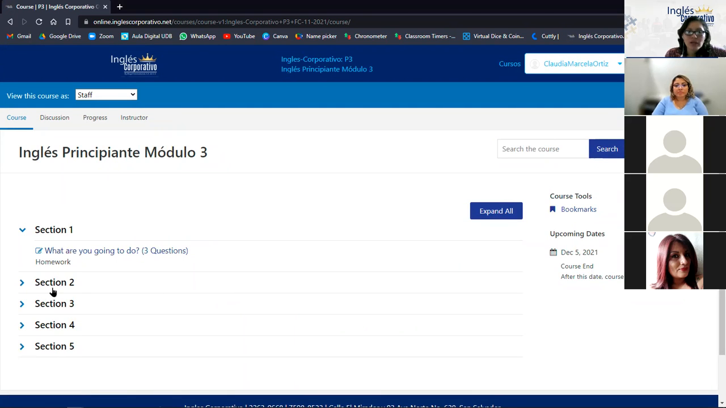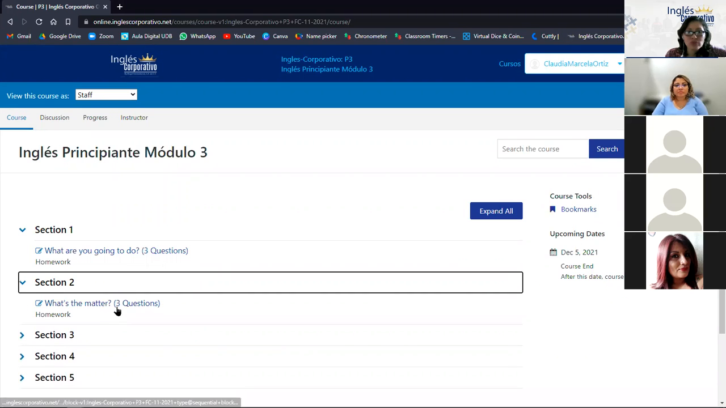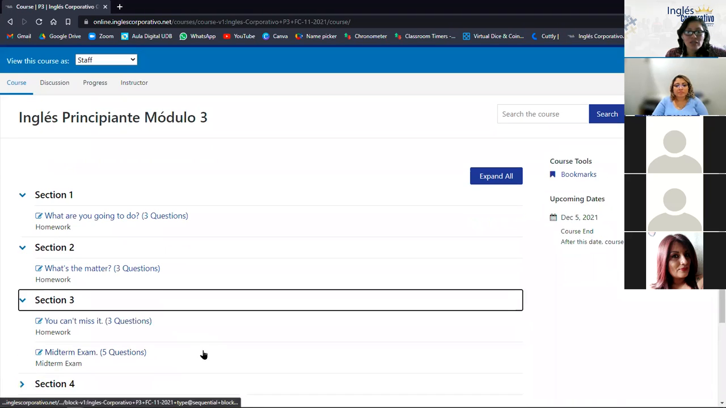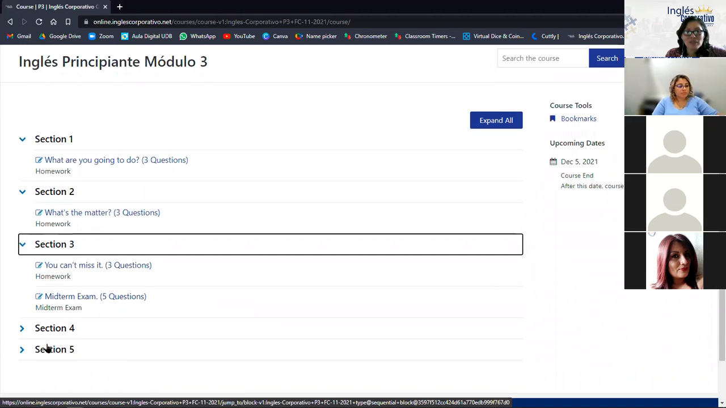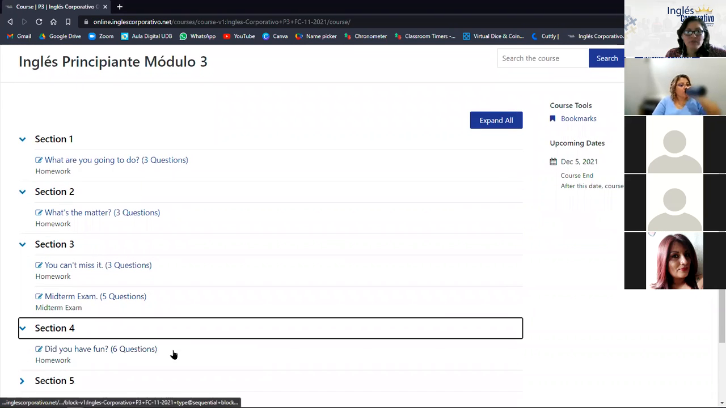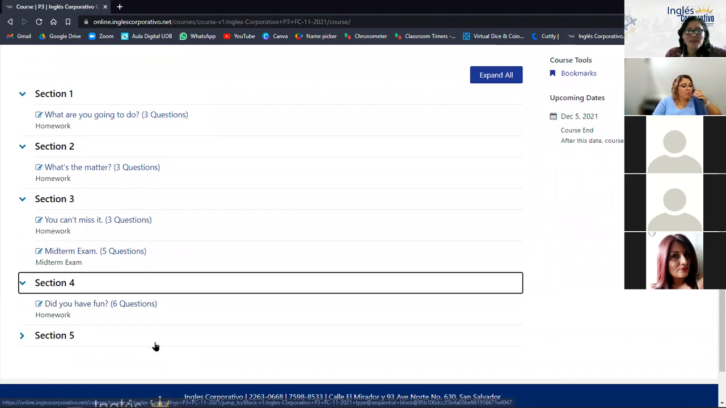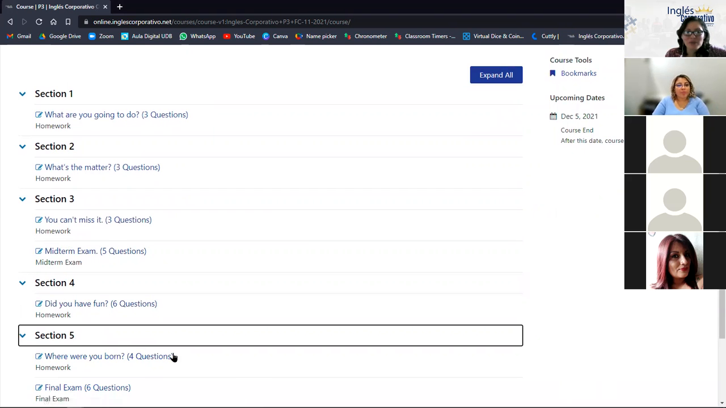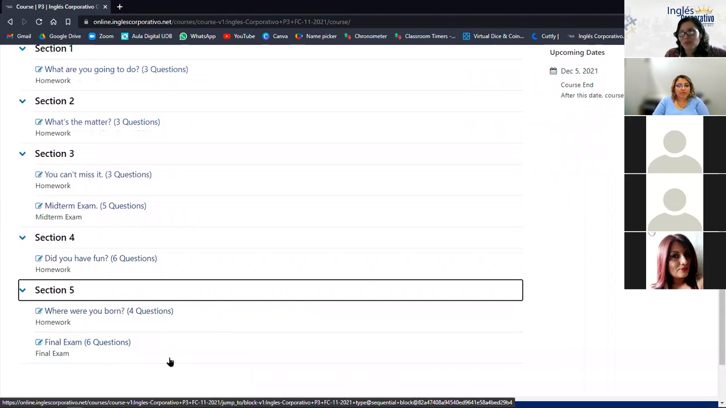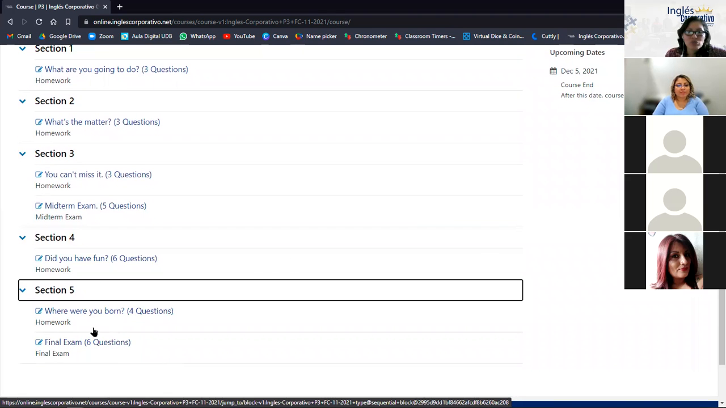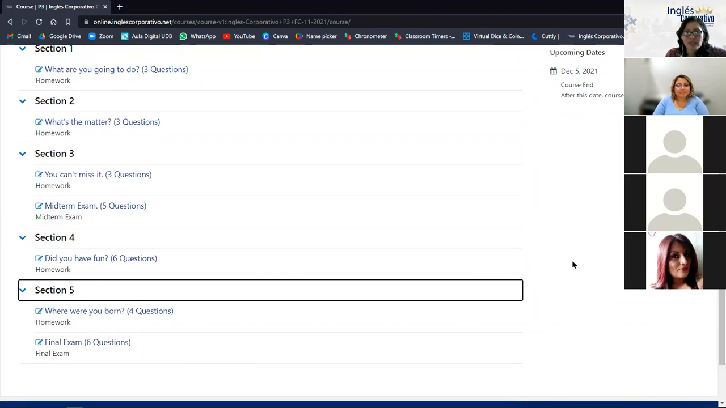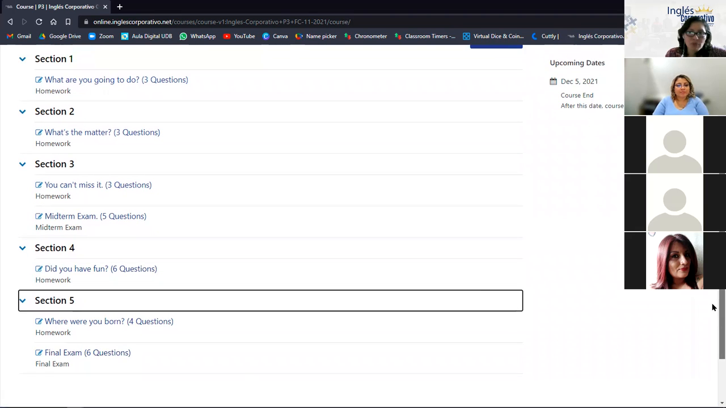So section one is that one. The name of the section is "What are you going to do?" Section two, "What's the matter?" Section three, "You can't miss it." Then we have the midterm exam, section 4. "Did you have fun?" And there comes our dear friend the simple past, which I feel is quite simple. I feel it's more complicated, but it's simple. And then, "Where were you born?" And the final exam.